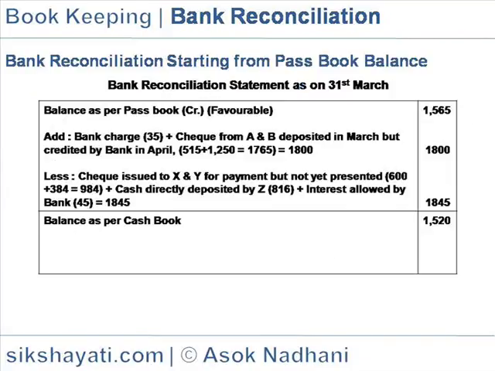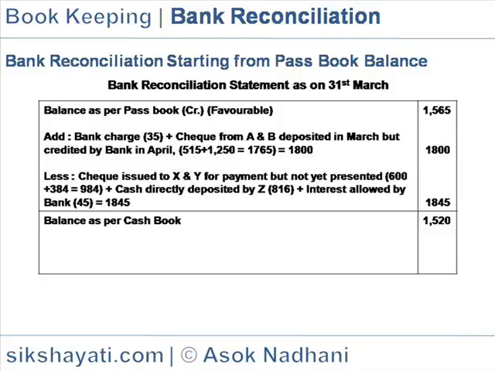Bank reconciliation statement as on 31st March. Balance as per passbook, credit balance favorable, 1565. Add bank charges rupees 35 plus checks from A and B deposited in March but credited in bank in April, that is 515 plus 1250 is equal to 1765. That makes a total of 1800 to be added.